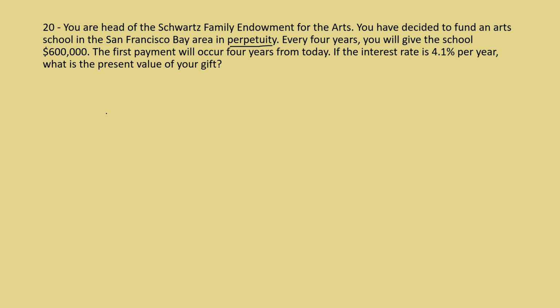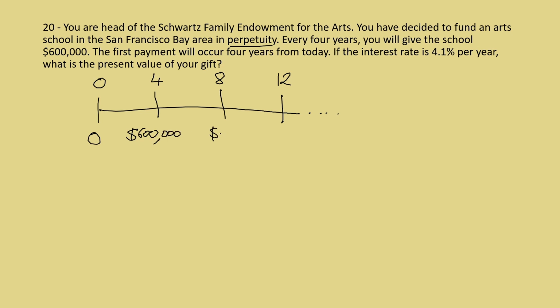So if we draw a timeline to represent this, first we start at 0, and then the first payment we know would be a year 4, then year 8, 12, and etc. in perpetuity. Now at time 0, we give nothing, and from year 4 we start giving out 600,000. Year 8, same thing, and this will be the same every 4 years. Okay, so this is our timeline drawn.